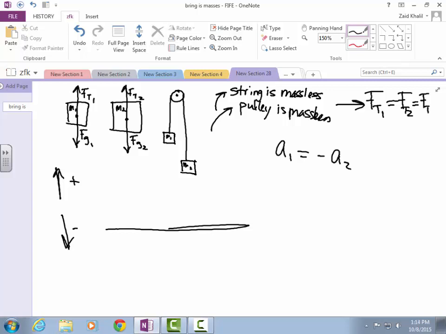M2A2, which is M2 times negative A1. Guess what I'm going to do with these two? How? Subtract is correct. So let's subtract these two. What do you get?